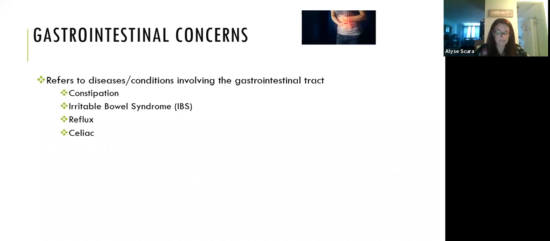And celiac is an immune reaction to eating gluten, a protein found in wheat, barley, and rye. Over time, the reaction creates inflammation that damages the small intestine's lining, leading to medical complications. It also prevents the absorption of nutrients. Gastrointestinal concerns are really important to investigate.